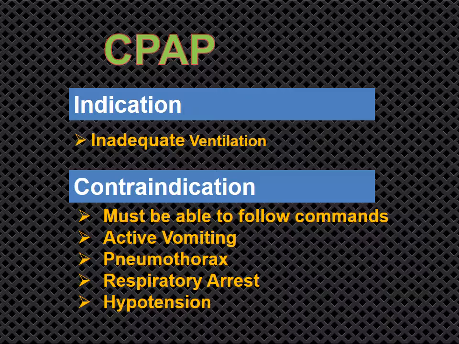And then hypotension. Remember that the blood goes back to the heart via the vena cava. If we're adding pressure into the chest cavity, we can actually decrease the cardiac output. In CPAP, we are adding pressure. It's a positive pressure ventilation. We are adding pressure to the chest cavity, so we could potentially decrease cardiac output because we're reducing the preload. So if the patient has hypotension, we can't use CPAP.